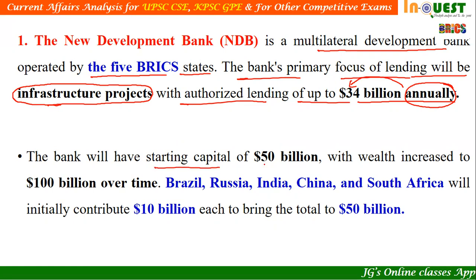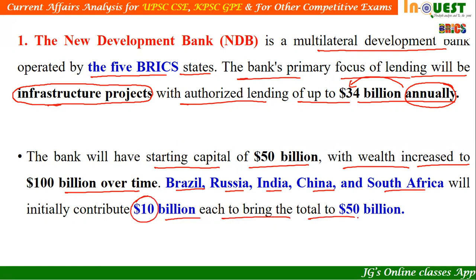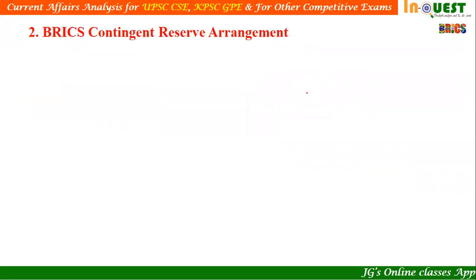The bank will have a starting capital of $50 billion with wealth increasing to $100 billion over time. Brazil, Russia, India, China, and South Africa will initially contribute $10 billion each to bring the total to $50 billion. So this is how the member countries are contributing to New Development Bank.